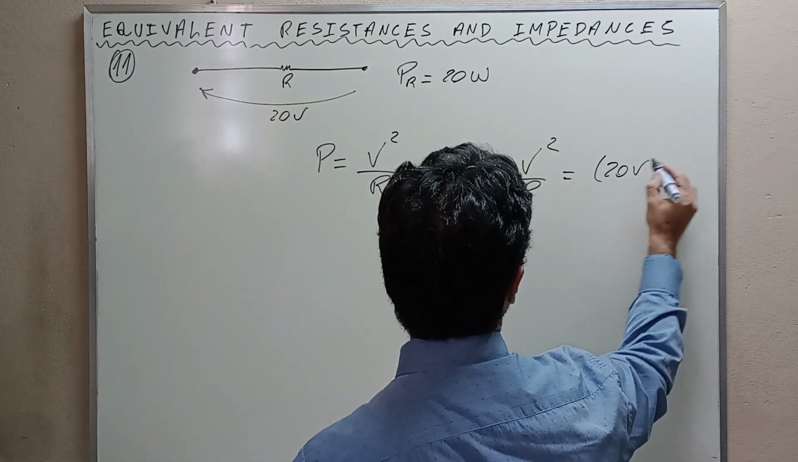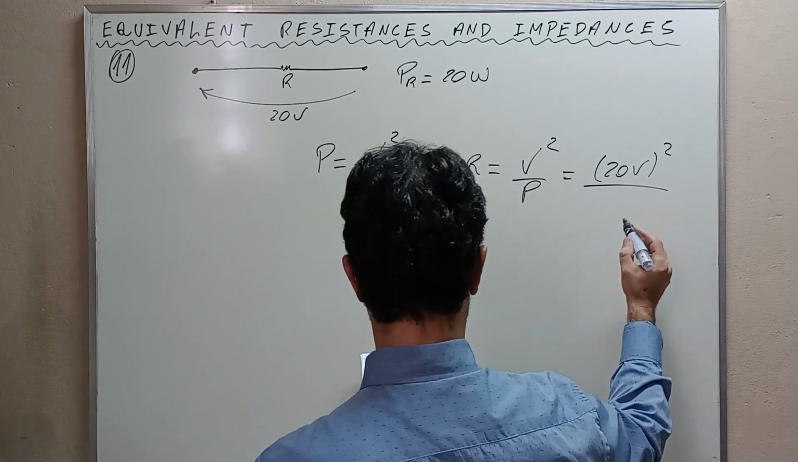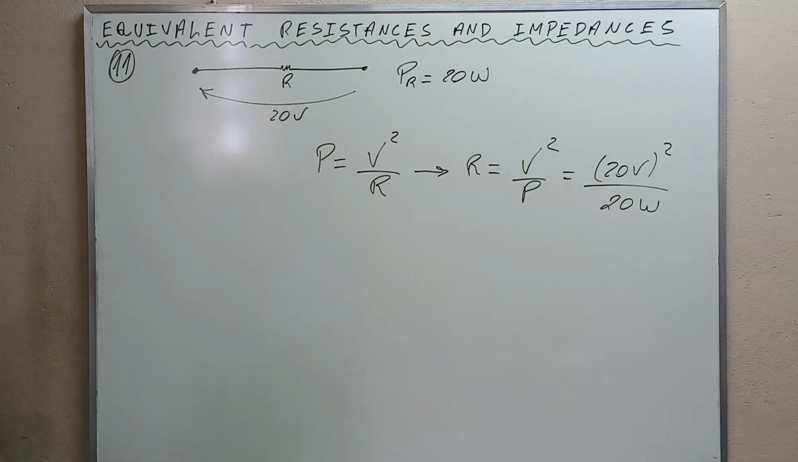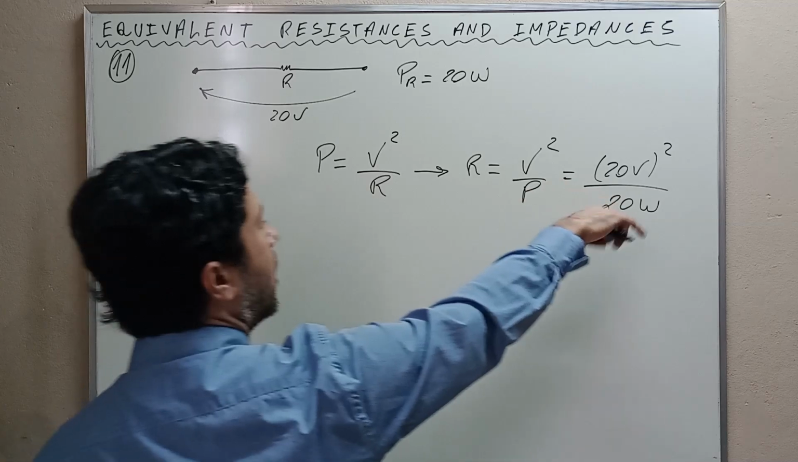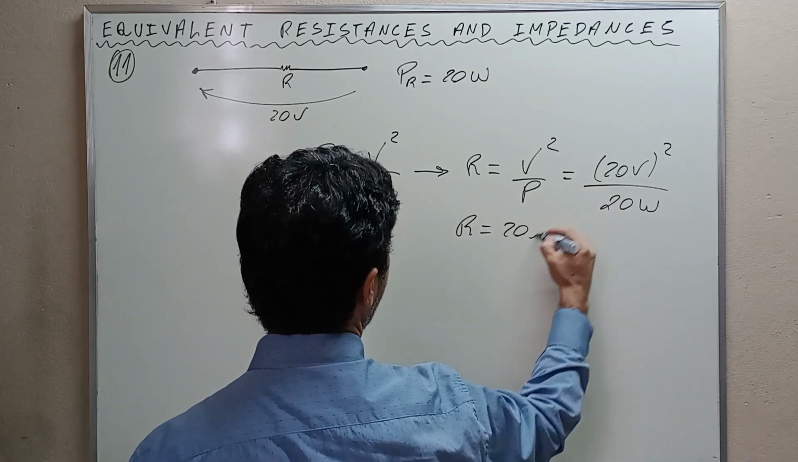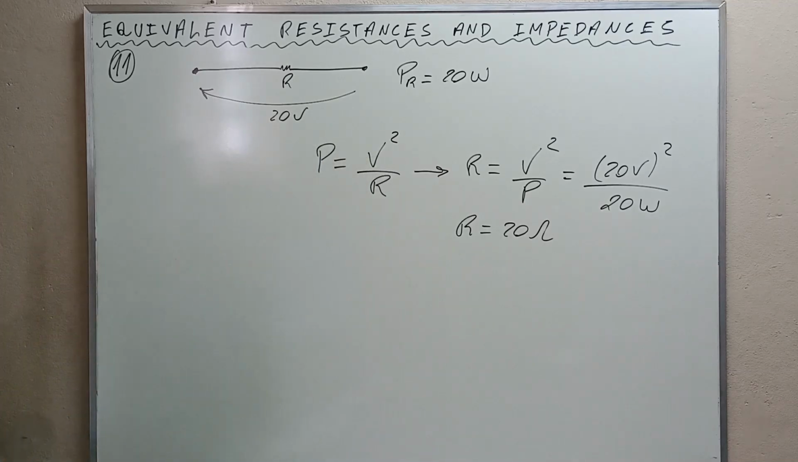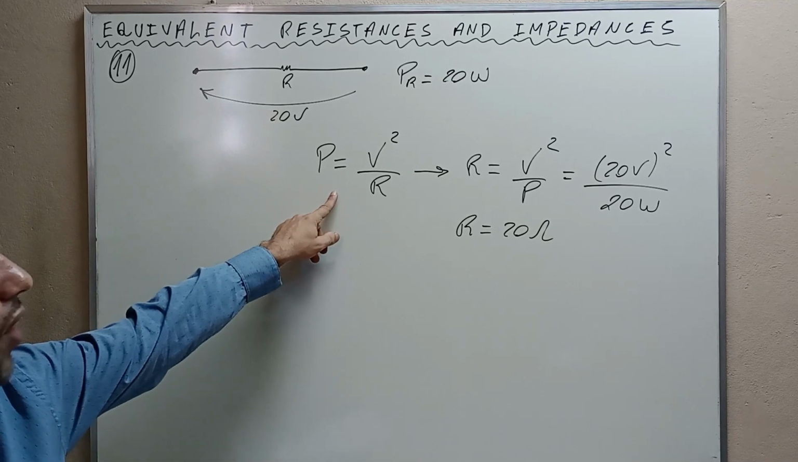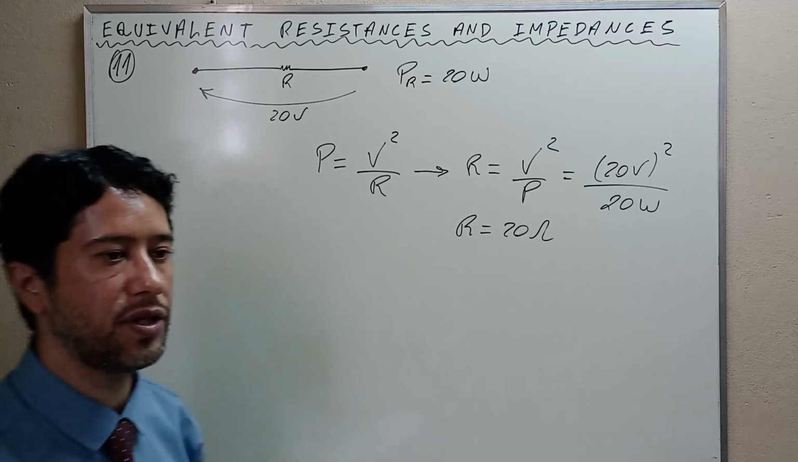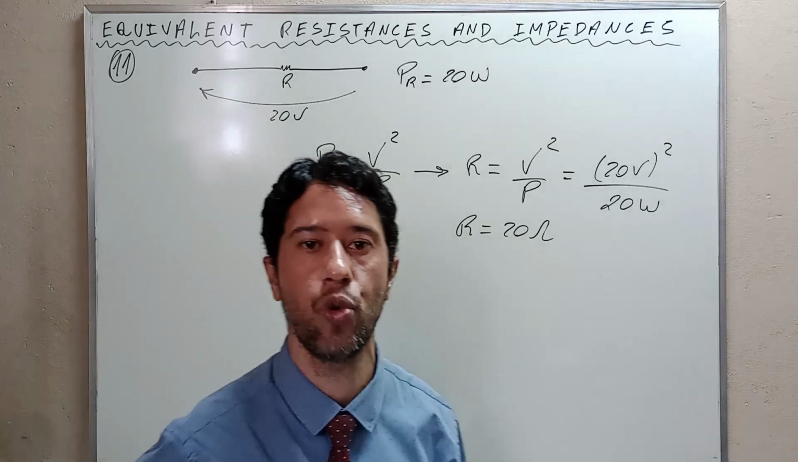20 volts squared divided by 20 watts. If we calculate this, we find that the resistance is 20 ohms. Simply, all we need to know is this expression. And this is all for the debate of exercise 11. Let's go to the next. Let's go to exercise 12.